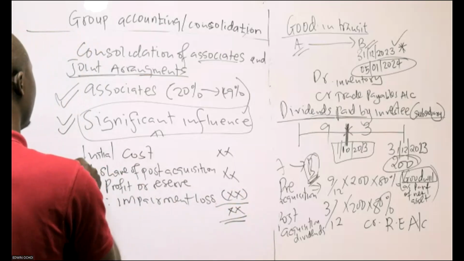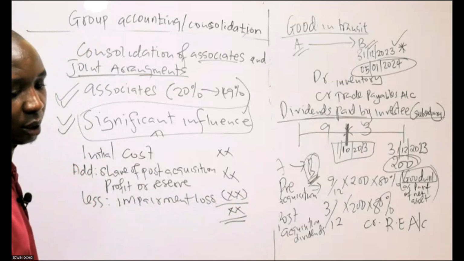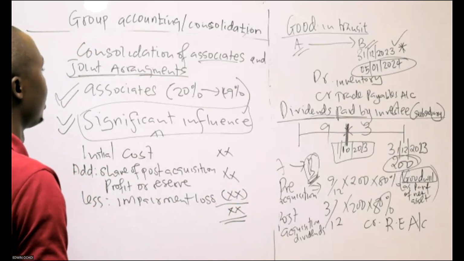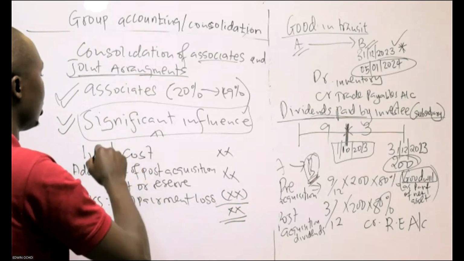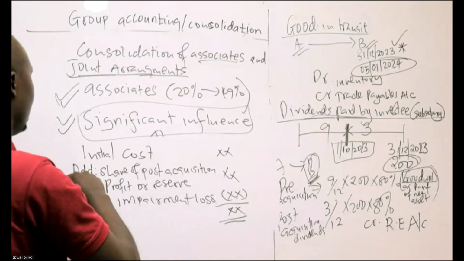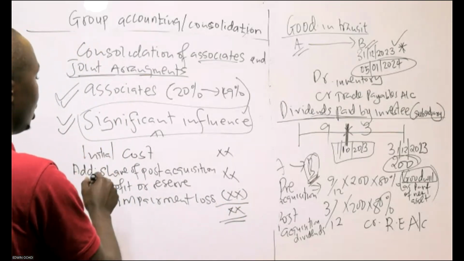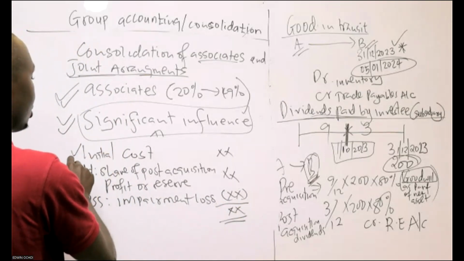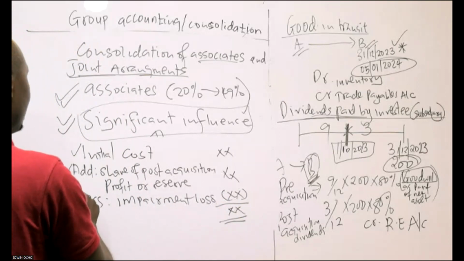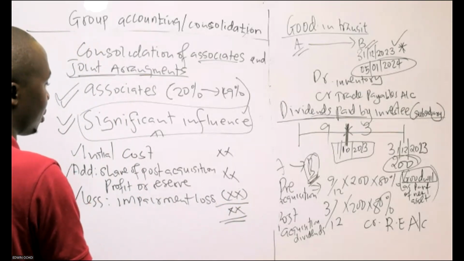So this is the equity method. Even if you are told to explain, you say the associates are accounted for using the equity method. The equity method says that we measure the associate at initial cost, add the share of post-acquisition profit or reserve, and deduct impairment loss.